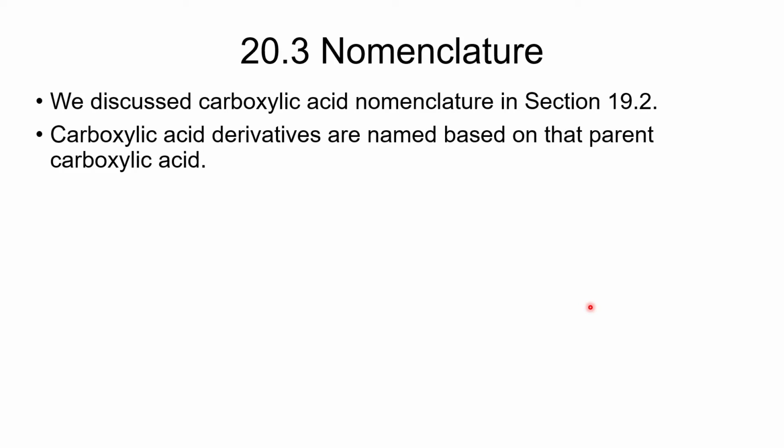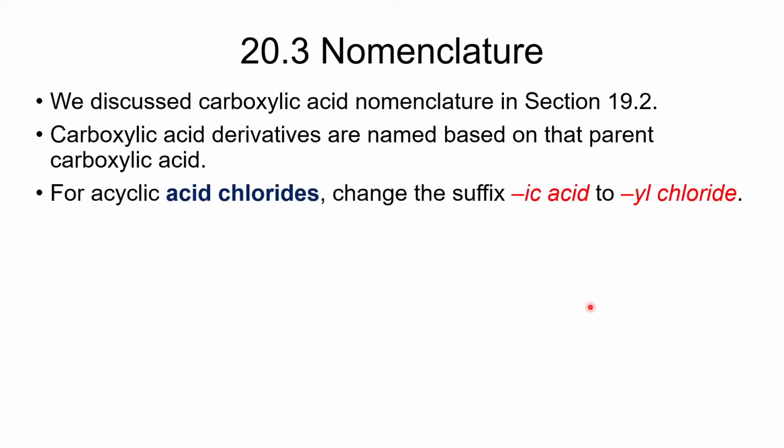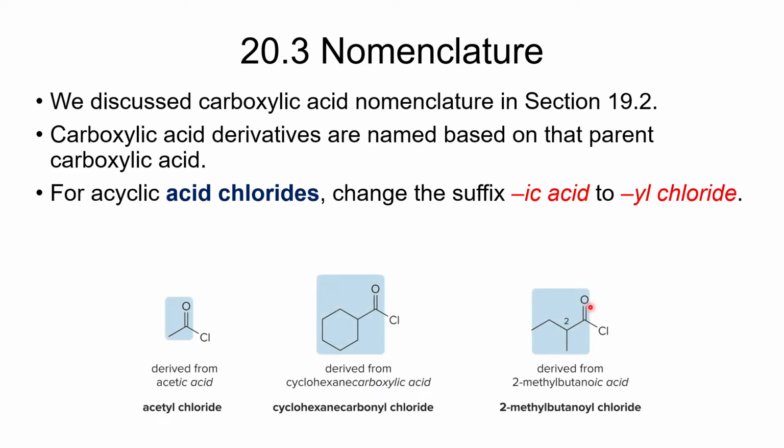We'll find that the carboxylic acid derivatives are named based on that carboxylic acid parent. So if you have an acyclic acid chloride, we're simply going to change the ending from -ic acid to -yl chloride. Here are a couple of examples. We make this compound from acetic acid, and so in order to name it, we just drop the -ic acid and change it to -yl chloride. So acetic acid becomes acetyl chloride.